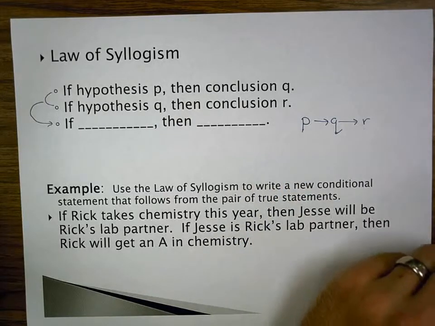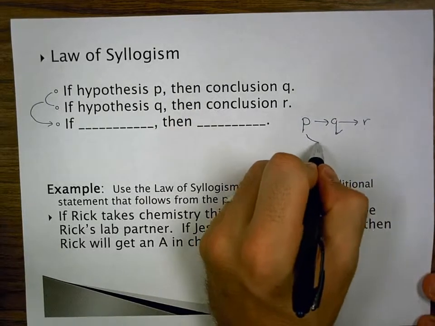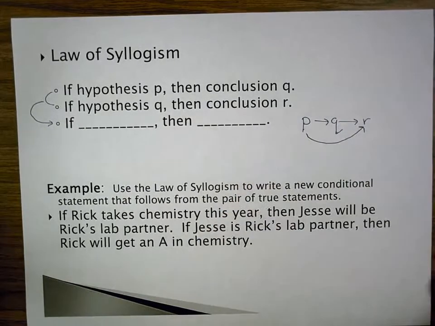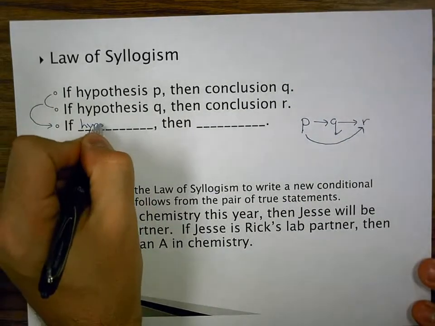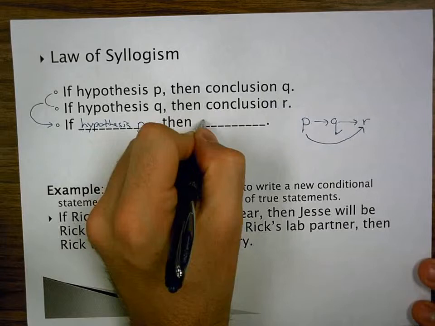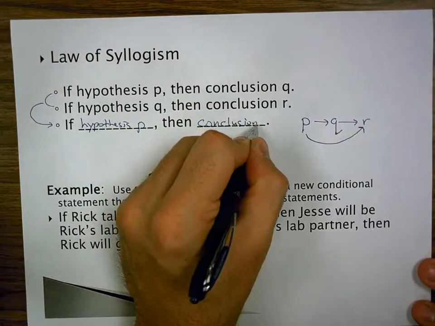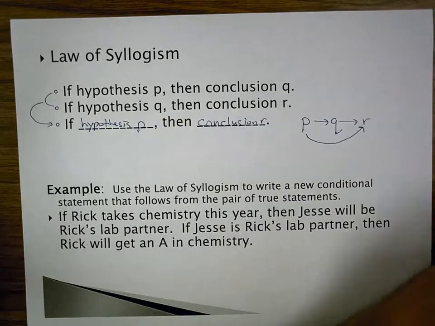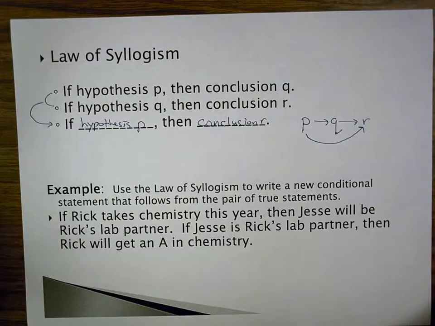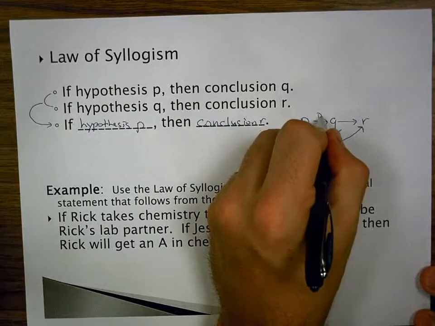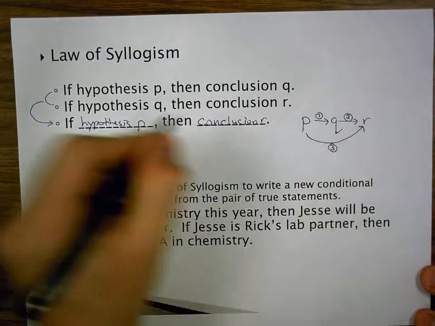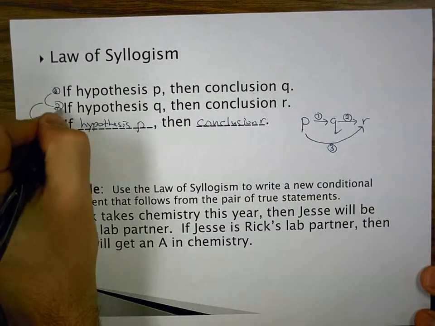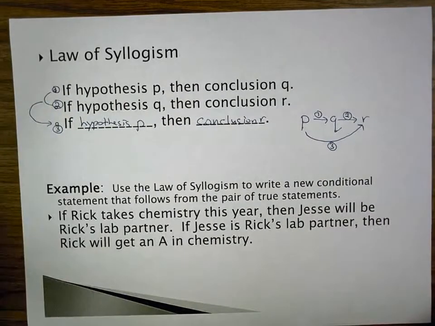If P, then Q. If Q, then R. What this law lets us do is, instead of writing out all the steps, just say if P, then R. So we say hypothesis P, then conclusion R. What we've really done is cut out the middleman. Q was in both of them. It was a link between P and R. It allows us to just say hypothesis P, then conclusion R. If I number them, I took statement 1 and statement 2 to get to statement 3.